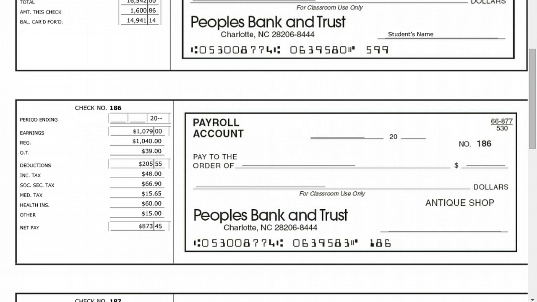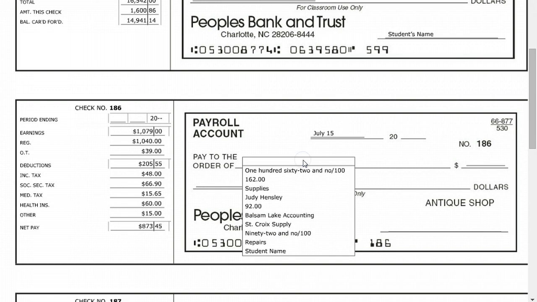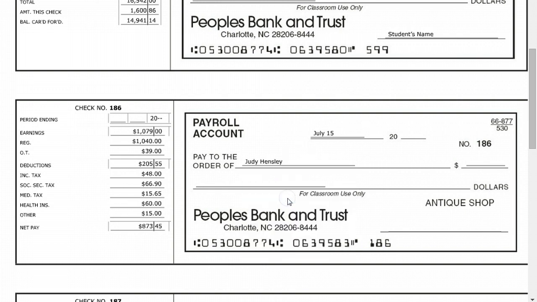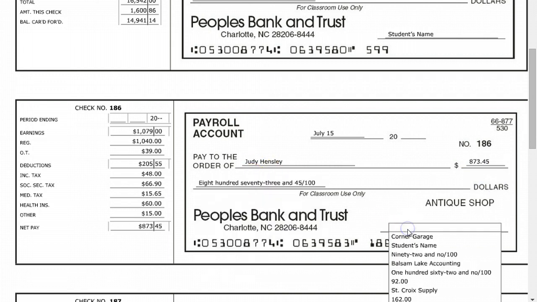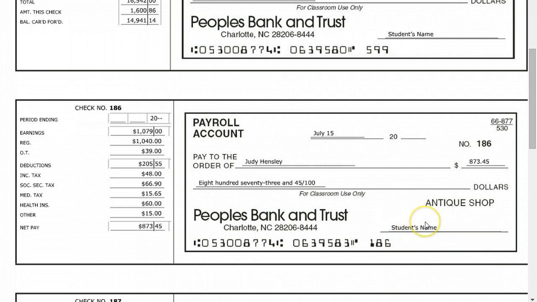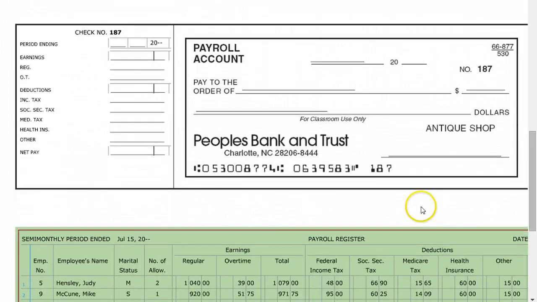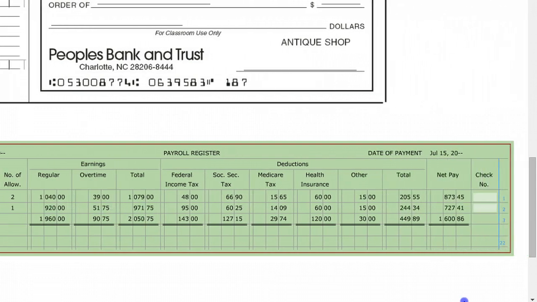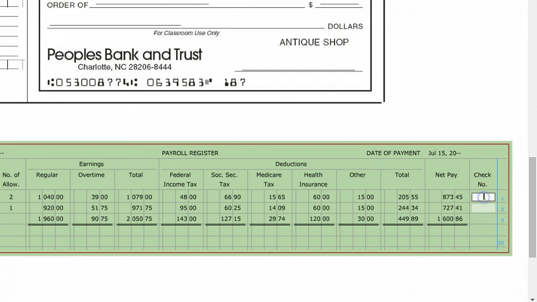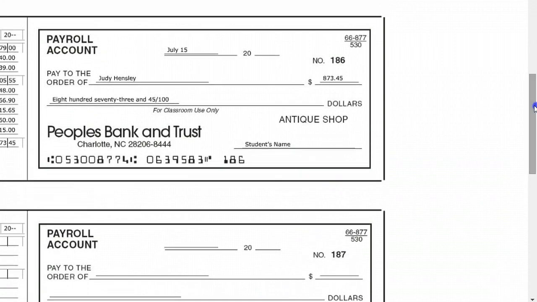Next, it's time to write the check. So you're going to write the check for the day that you're paying your employees, which is July 15th. We're going to put down this person's name, which is Judy Hensley. We're going to put down how much we owe her, which is $873.45. We're going to write it out in words, and we're going to write down the student's name right here. Now, when you're finished with that, if you scroll down here, this is the payroll register. One thing that you have to make sure that you do is you write down what check number did you write for Judy Hensley. We wrote check number 186. So we have to make sure that that adds up, or that actually checks out.